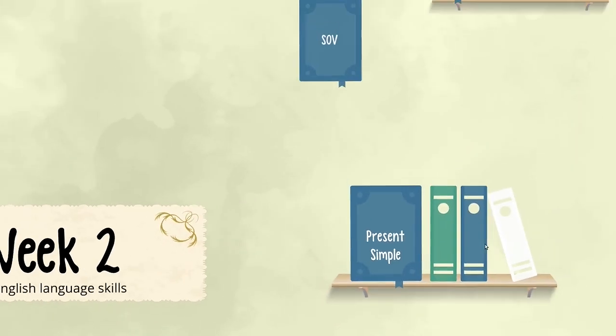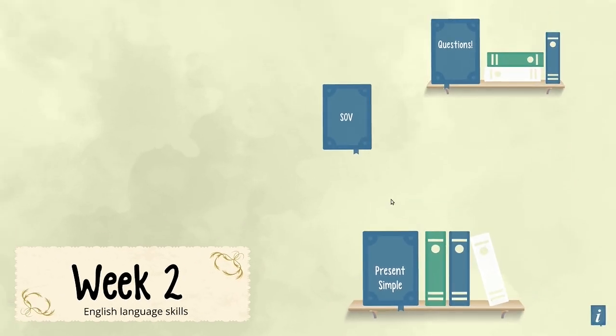Okay, let's move to the second file, which is based on the present simple. It's called the subject verb object, and as you can see I made a little mistake here. I did write SOV, but it is actually SVO, okay? Let's go.